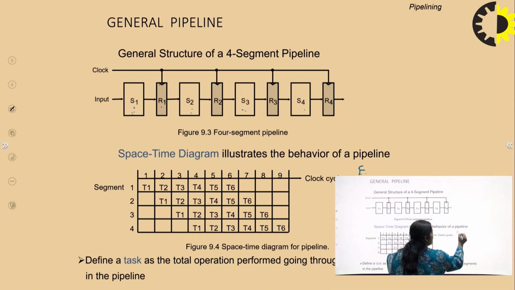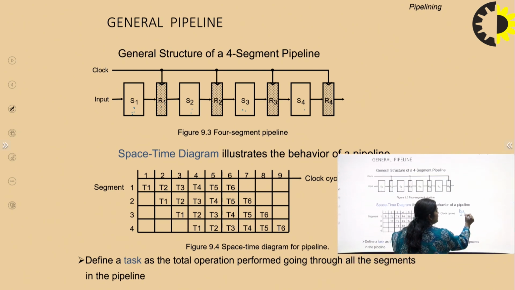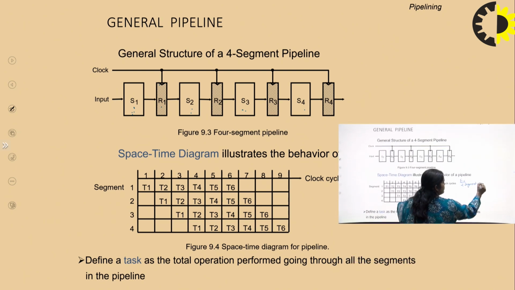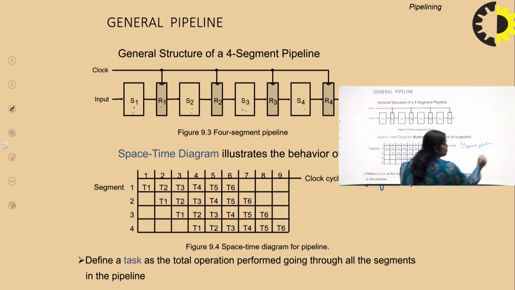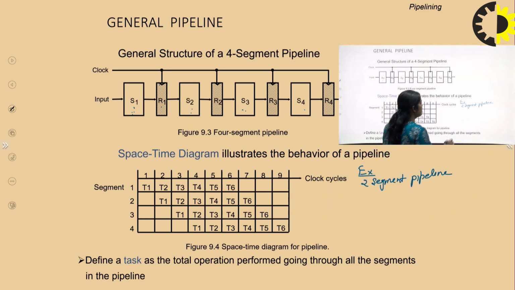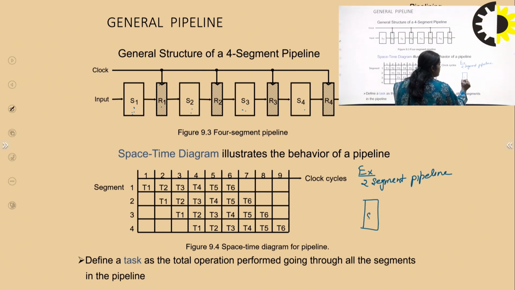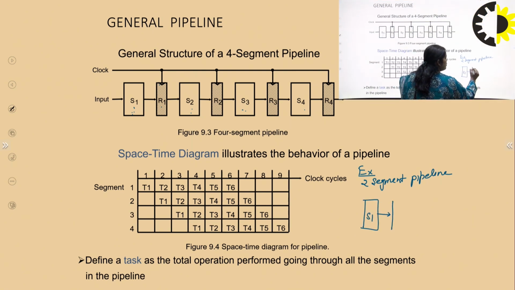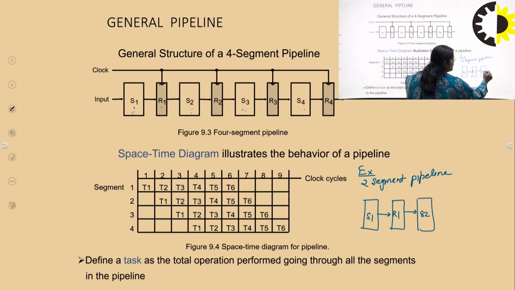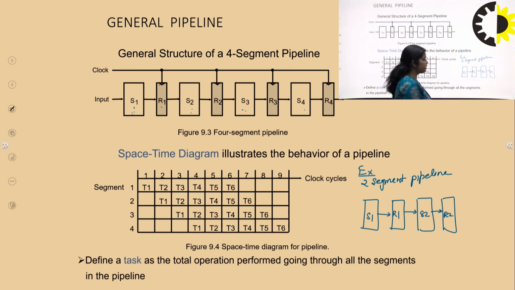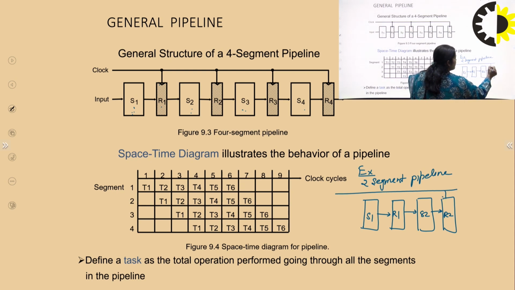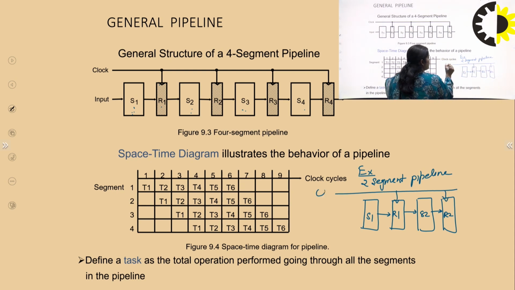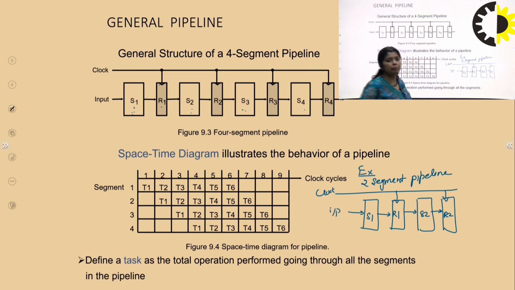Suppose, let's take an example. If you have to create a 2-segment pipeline, it means what? Simple. S1 and S2 will be there. First S1, this value will be stored in the R1, and next is the S2, and R2 will be there. And because there are registers, each register has a clock pulse. You can see here that is the clock, and simple, there is an input value. So this is the simple 2-segment pipeline.